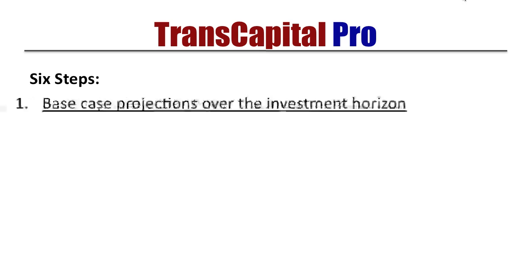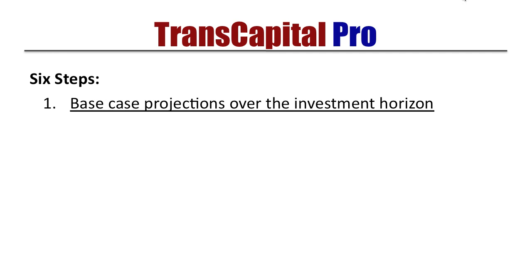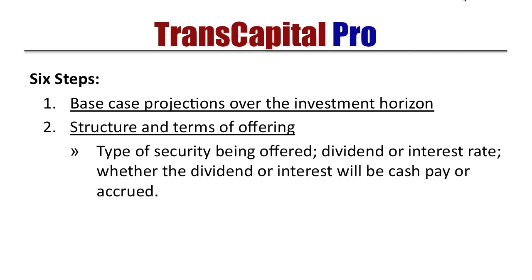So here are the 6 steps. Number 1 is you come up with a base case projection over the investment period for your company. Number 2 is structure and terms of your offering. So you'll need to know what type of security you're offering, what the dividend or interest rate is, whether that dividend or interest rate will be cash pay or accrued or some combination thereof.